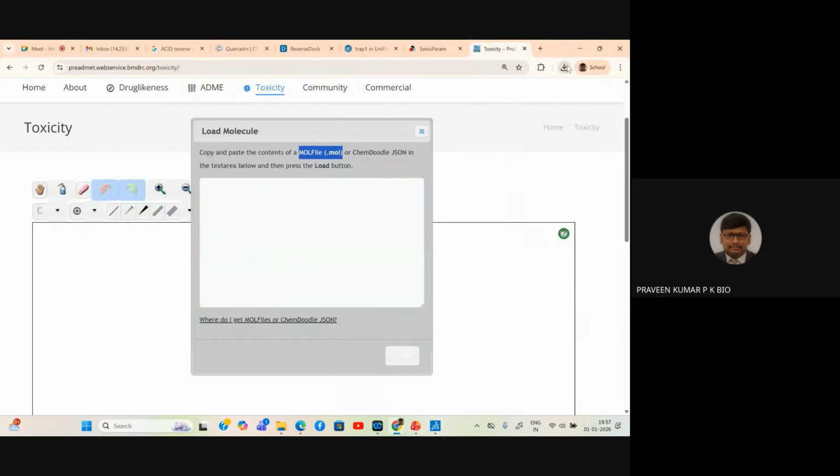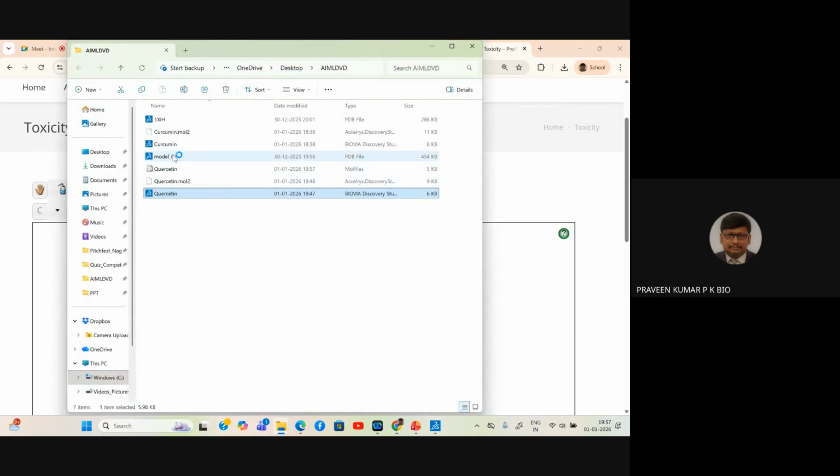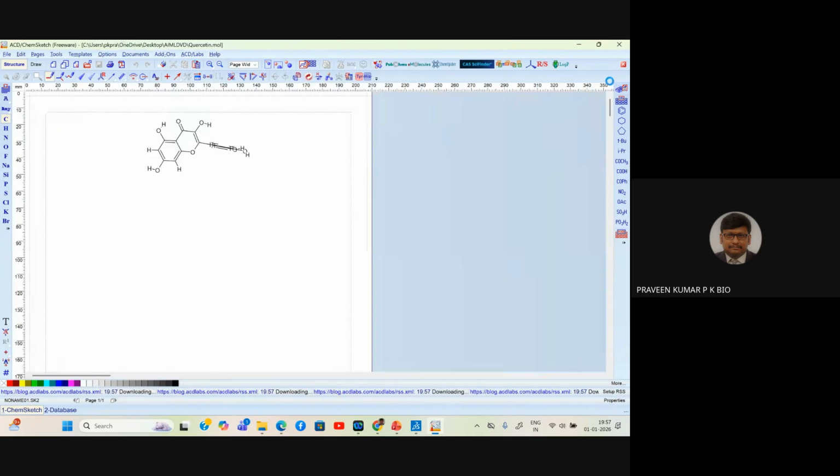Whatever I saved, just open the folder. Where is my quercetin.mol? This is my quercetin.mol. Open in Notepad or whatever editor we have. No, it's opening in ACD ChemSketch by default. So this is ACD ChemSketch actually. If you want, I'll be explaining more about it.